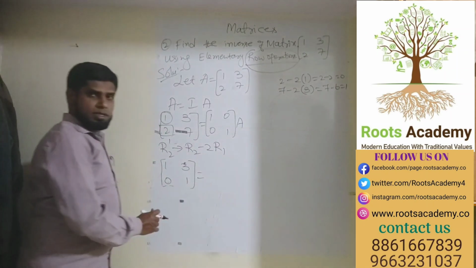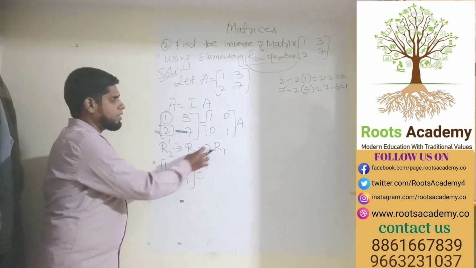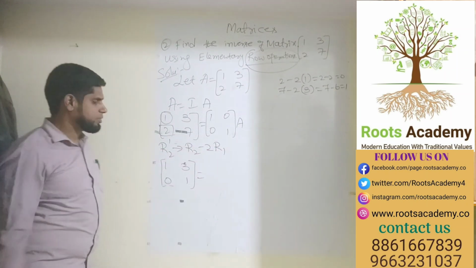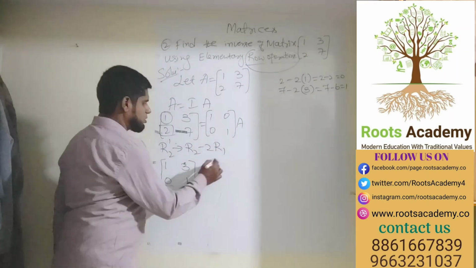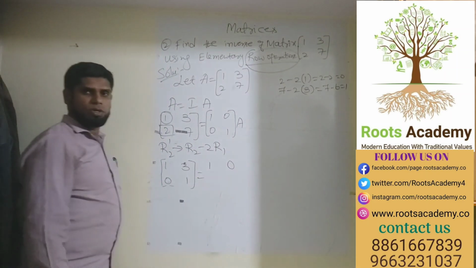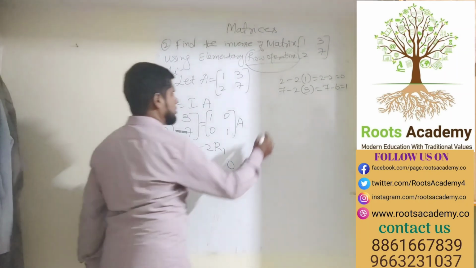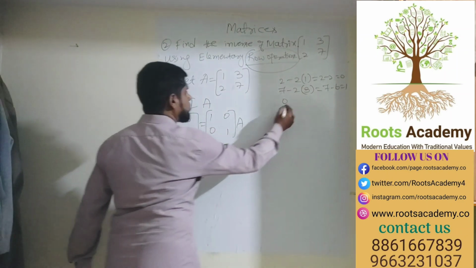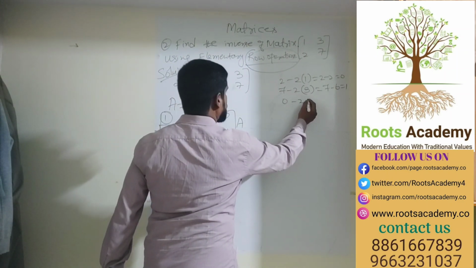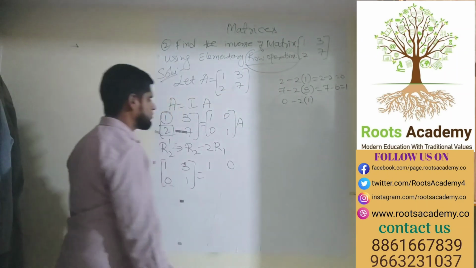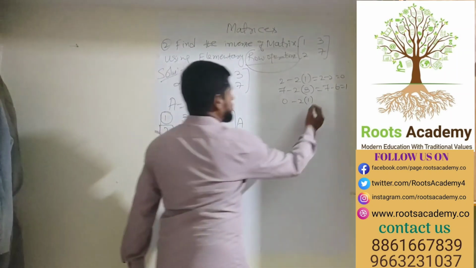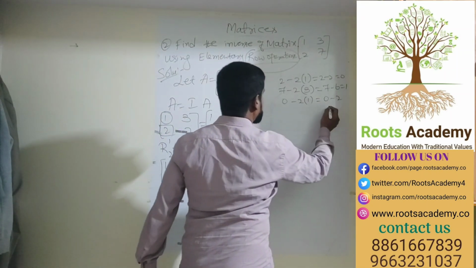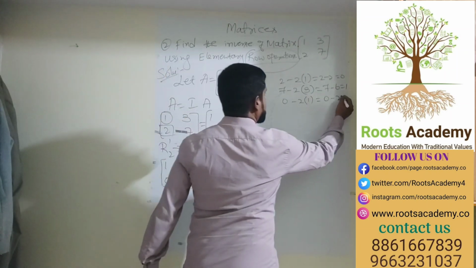Okay, now same transformation I should apply towards my right hand side. So first row as it is 1 0. Now the second row is R2 is 0 minus 2 times of R1. So this is 0 minus 2, it is minus 2.